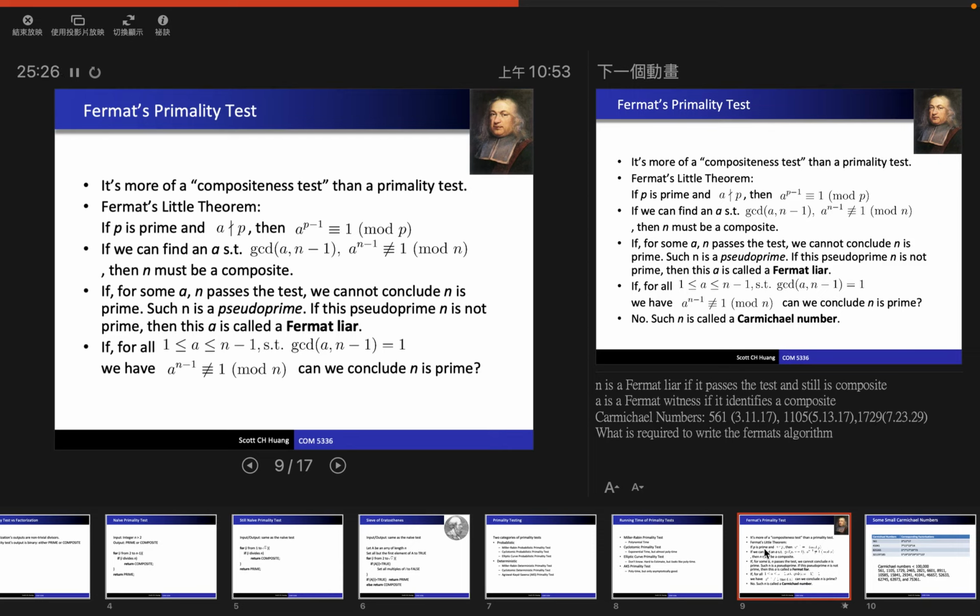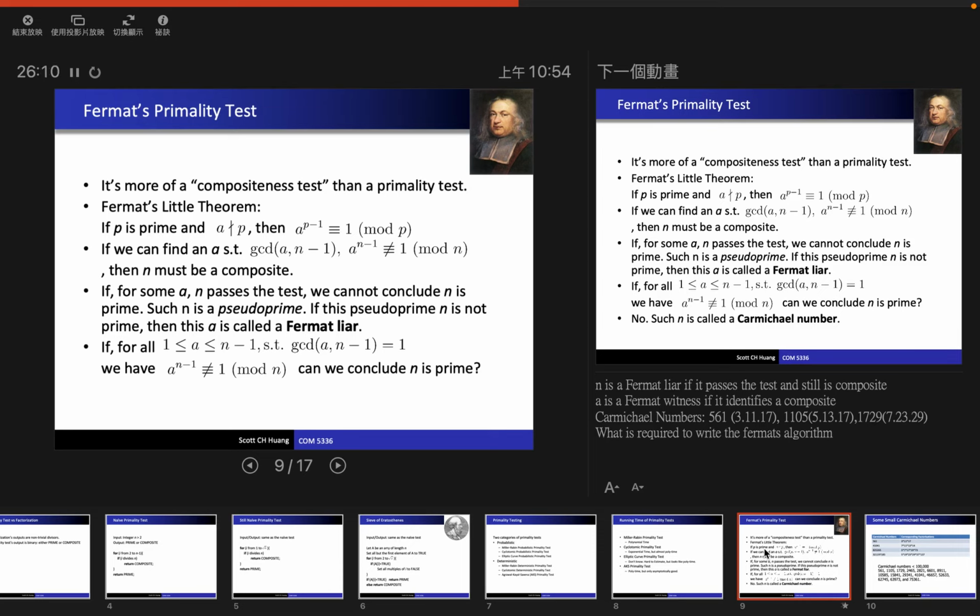Okay, so the idea is to find an instance that violates Fermat's little theorem. This will be a strong proof. This will be a sufficient proof to claim that P is not prime, because Fermat's little theorem fails. If we can find such an instance, such that Fermat's little theorem does not hold, then this number n can be proved not to be a prime. So that's the idea: find something to violate our algorithm.